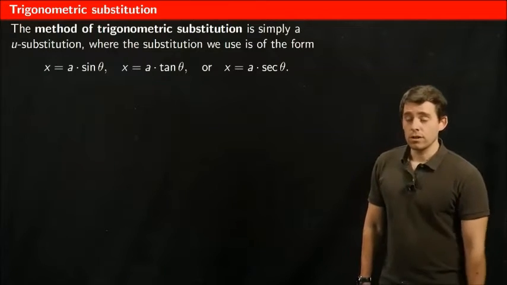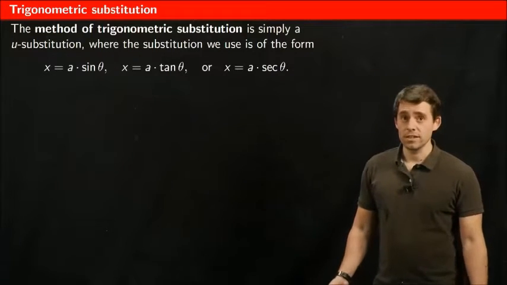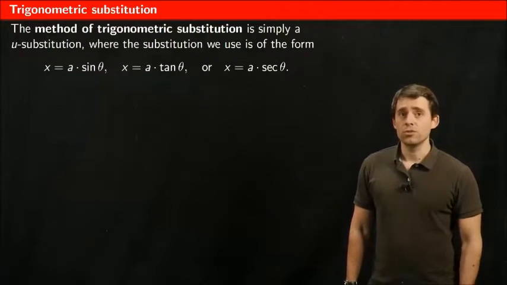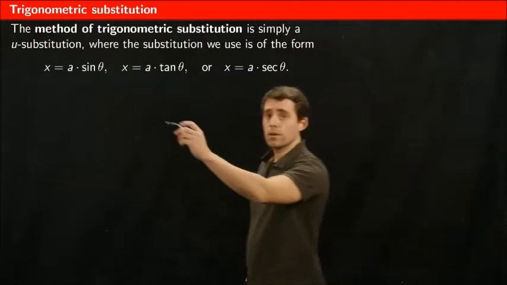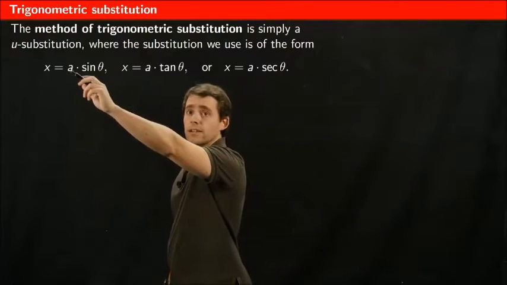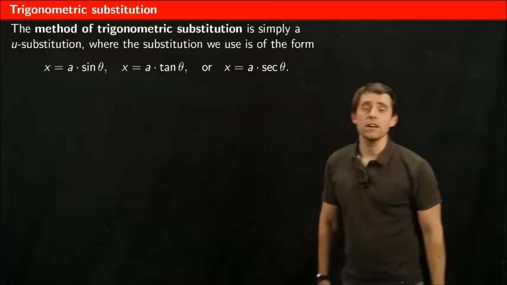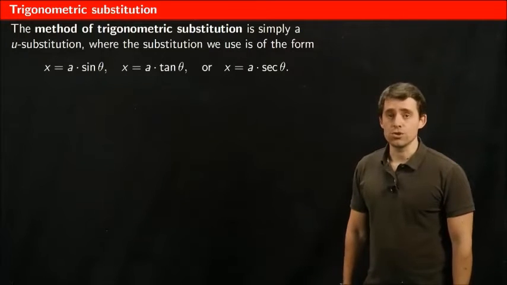The method of trigonometric substitution is a U-substitution that you probably already know, where the substitution is in a specific form. It's one of these three: either we take x to be a constant times sine, or a constant times tangent, or a constant times secant, and I'm going to try to explain when you make what choices.